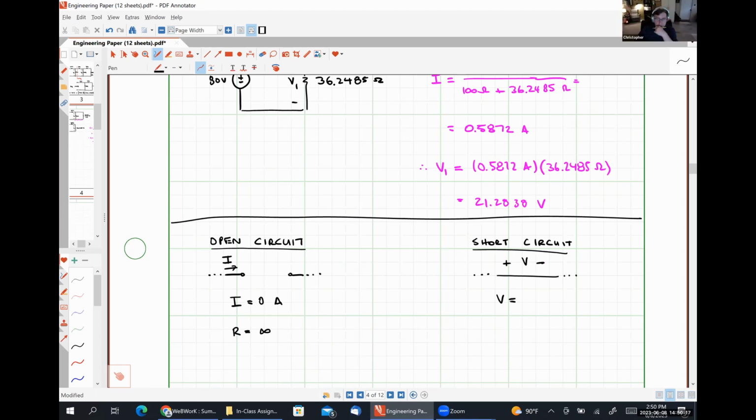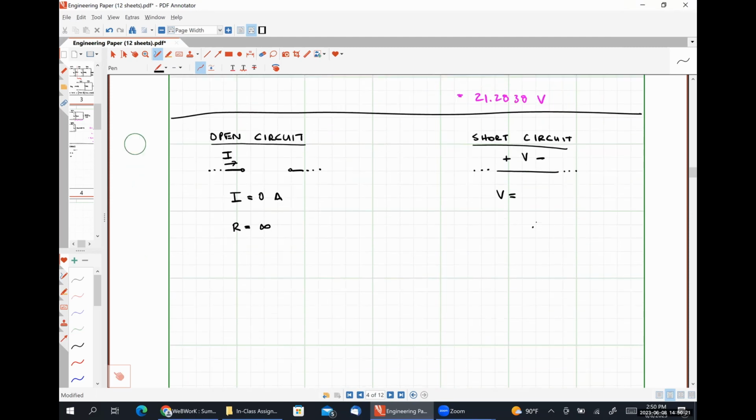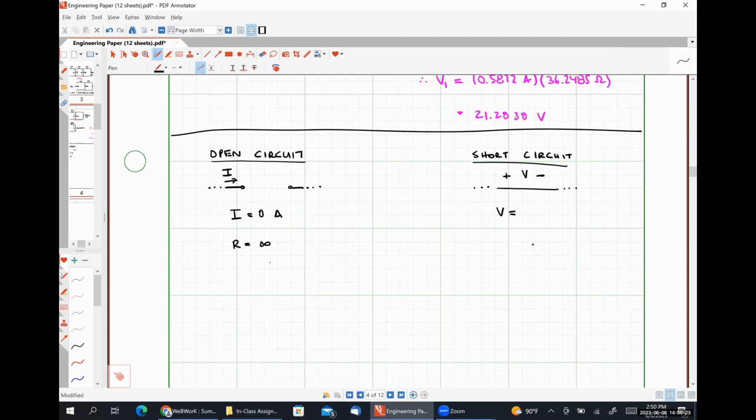None. There is no drop. Exactly right. So the voltage drop across any short circuit that we see will be 0 volts, because in this class, we treat wires as if they have no resistance. And from Ohm's law, any current times a resistance of 0 is going to give us a voltage of 0 volts, right?